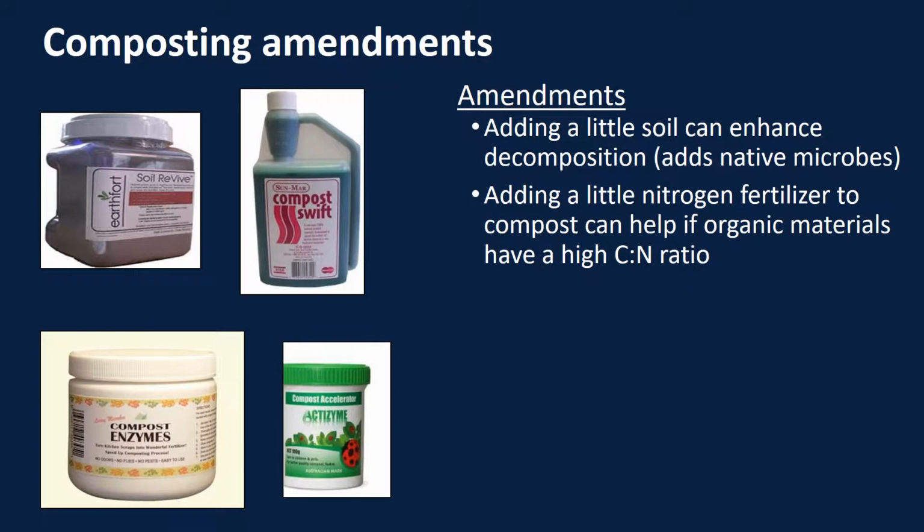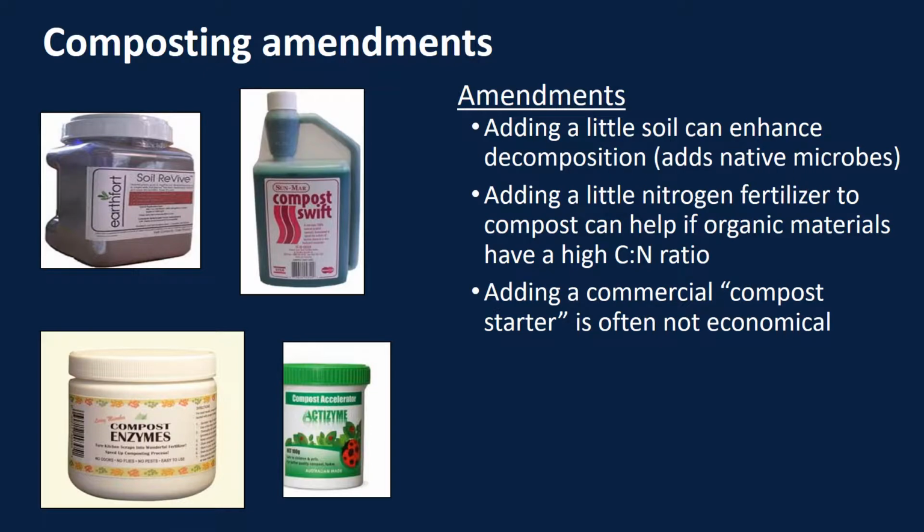We can also add nitrogen fertilizer. Adding nitrogen fertilizer helps reduce that C to N ratio, because you're increasing that nitrogen. So if you have lots of high carbon things you put in there, you think, oh, maybe I did too many, you can add some nitrogen fertilizer to help reduce that. Just mix it in well there, and it'll help the microbes have enough nitrogen in order to break down the carbon. And as we saw here, you can add these commercial products. How economical they are is kind of up to you.